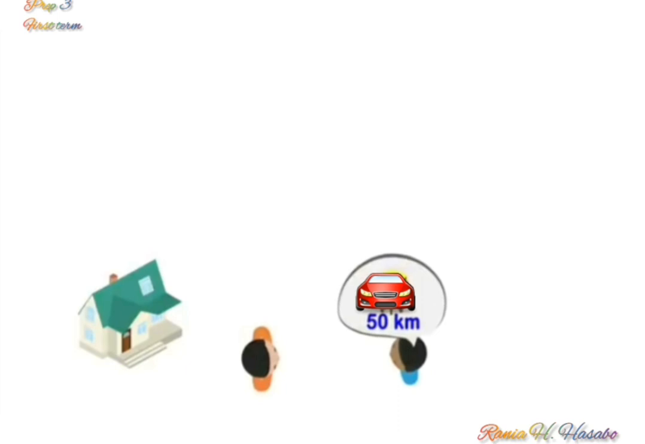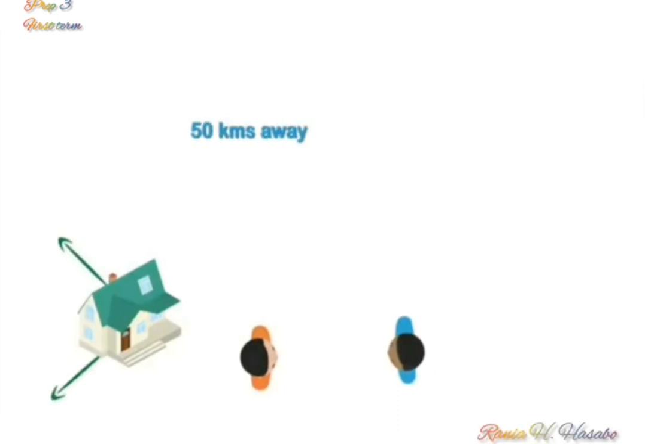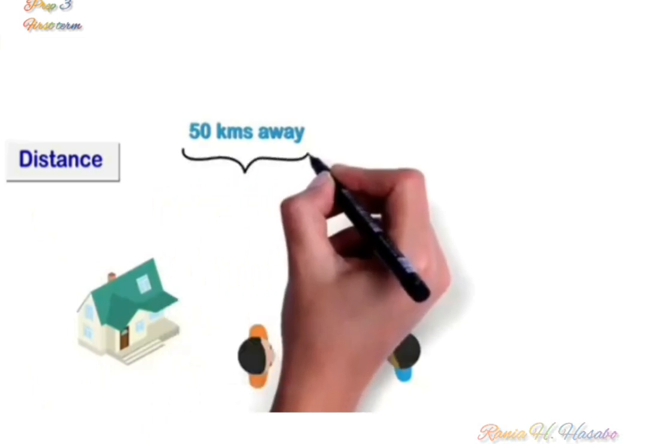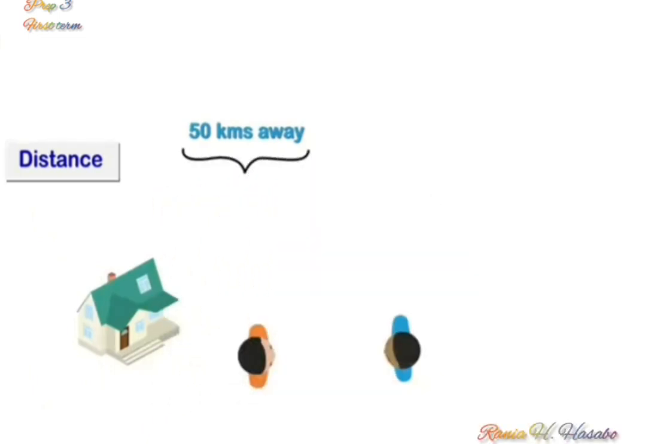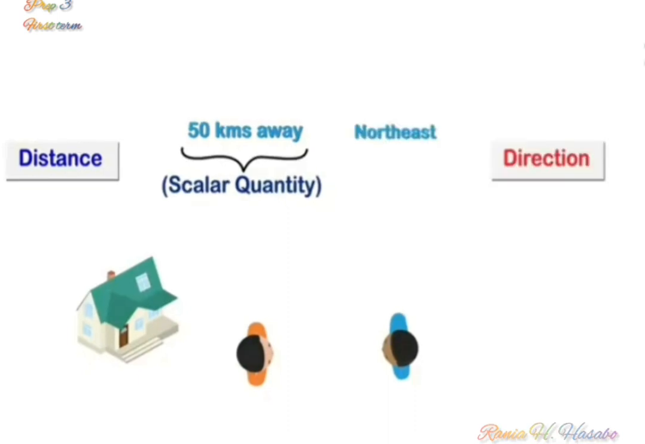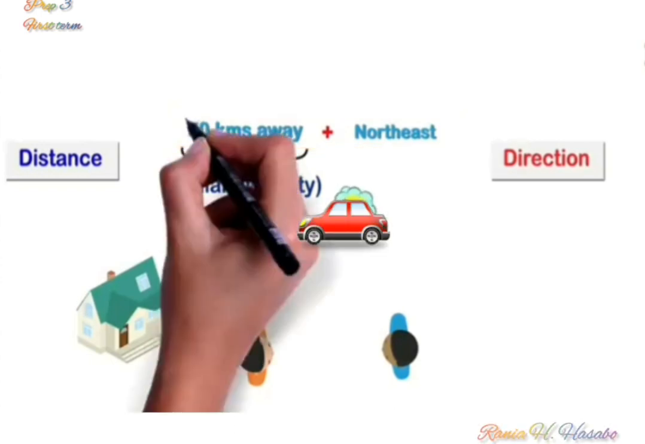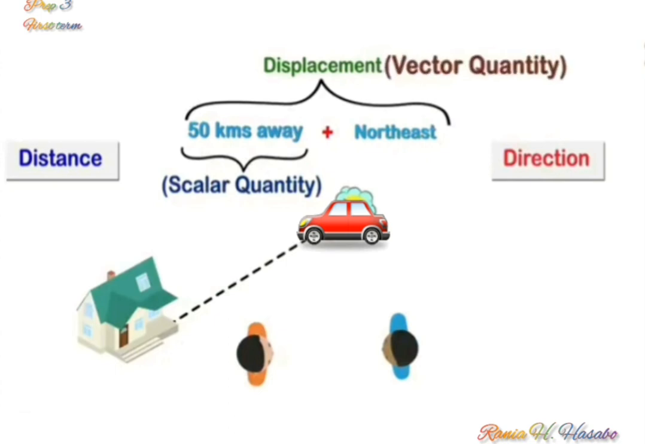If your friend tells you his car is 50 kilometers away from his home, can you find it easily? It is difficult. It may be here or here or here. Which direction will you go? 50 kilometers gives the distance, which is a scalar physical quantity as it has magnitude only. While if you know the direction, for example, toward the northeast, it is a vector quantity which is called displacement as it has magnitude and direction.